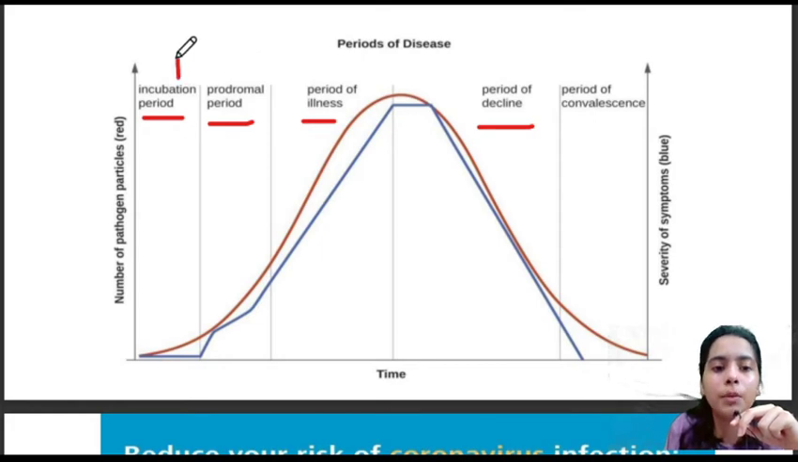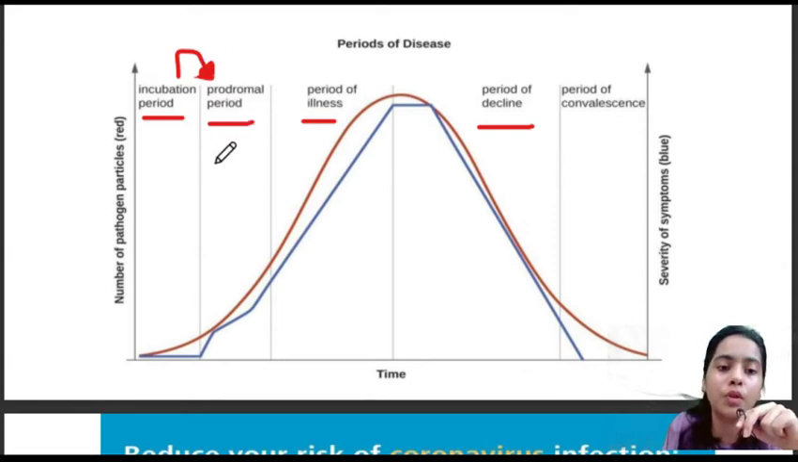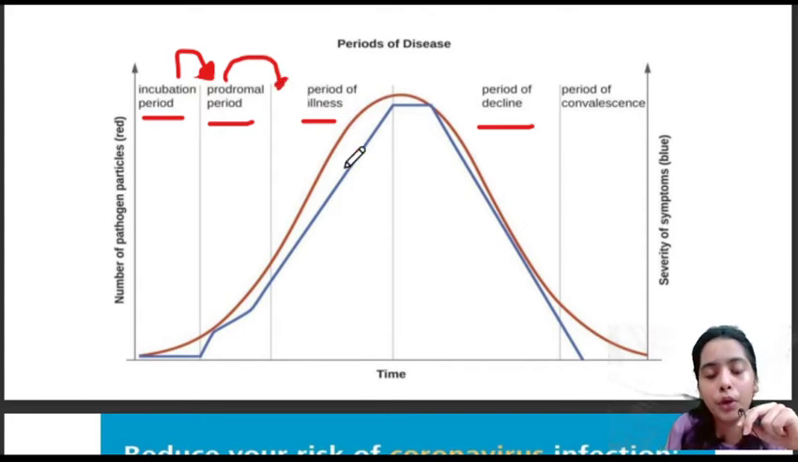Second comes, this incubation period leads to the prodromal period if proper steps have not been taken. So in the prodromal period, what happens here? High symptoms take place in the community, the virus gets spread, plus the testing takes place. After the prodromal period, we have the period of illness. Here the majority of the community is suffering from the coronavirus.